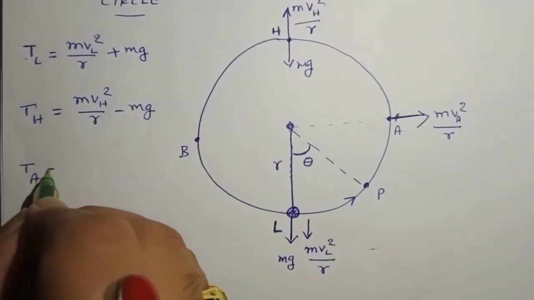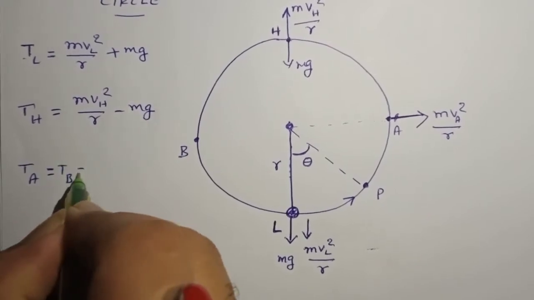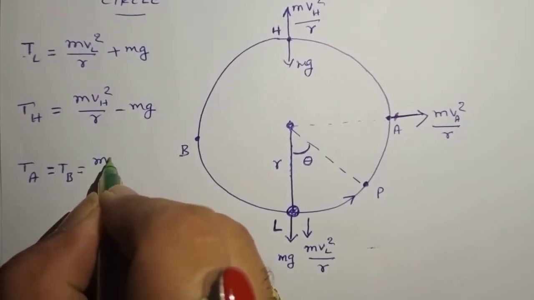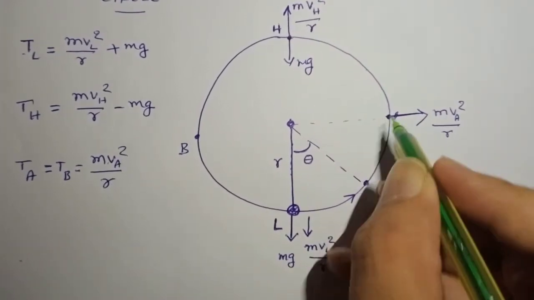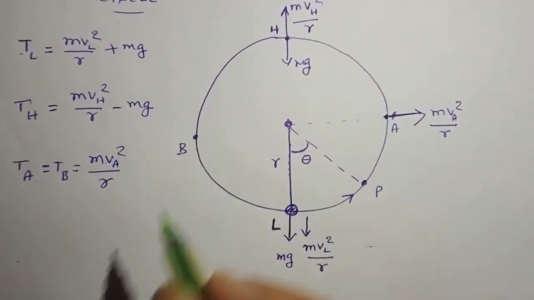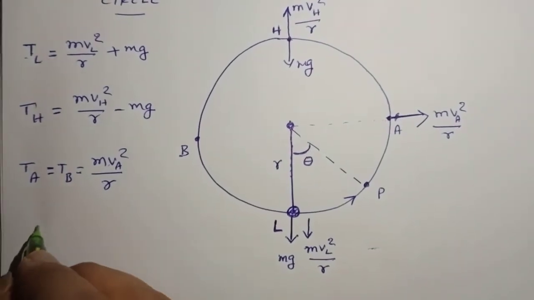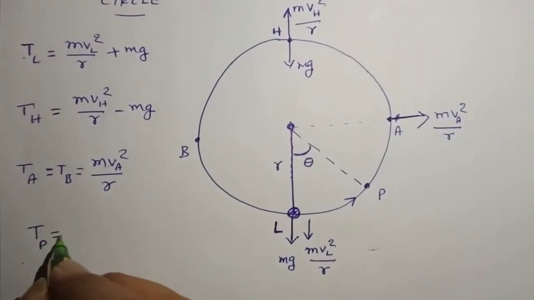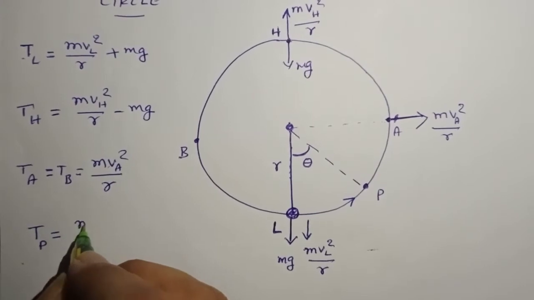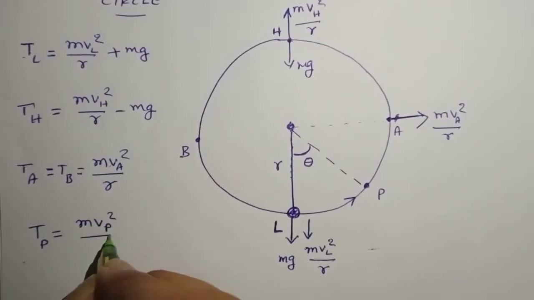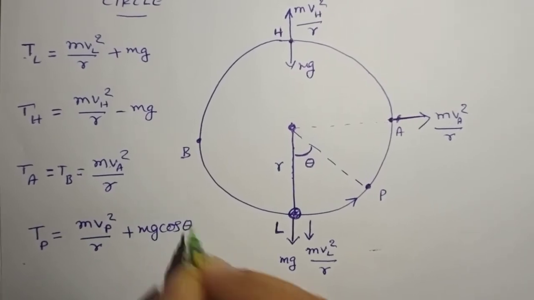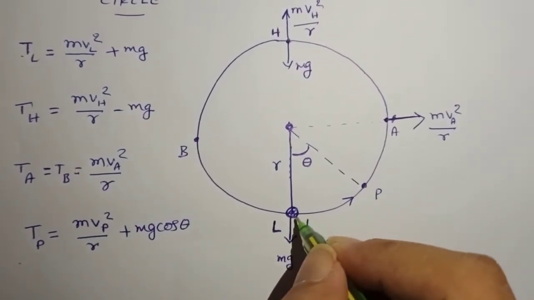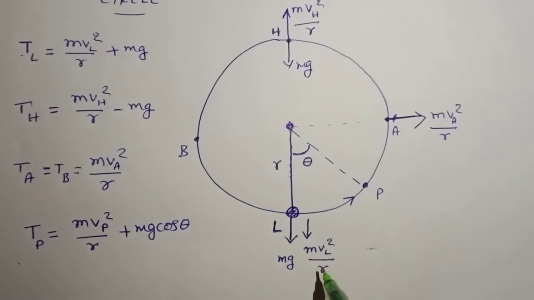Tension at point A is equal to tension at point B, which is equal to mvA square by r, because the velocity at point A equals the velocity at point B, since they are at equal heights. At any general point, the tension in the string will be mvP square by r plus mg cos theta. Let the particle be here, then what is theta? Theta is 0, cos 0 is 1. So what happens?